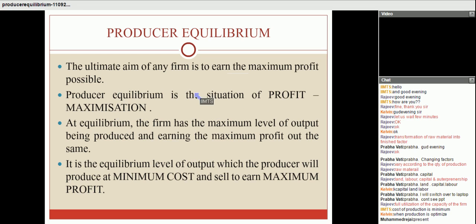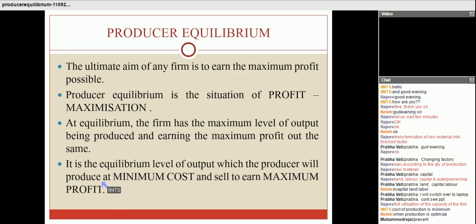Okay. So the producer equilibrium is a situation of profit maximization. So at equilibrium, the firm has the maximum level of output being produced and earning the maximum profit out of the same. It is the equilibrium level of output which the producer will produce at the minimum cost and sell to earn the maximum profit. So this is the situation for producer's equilibrium.